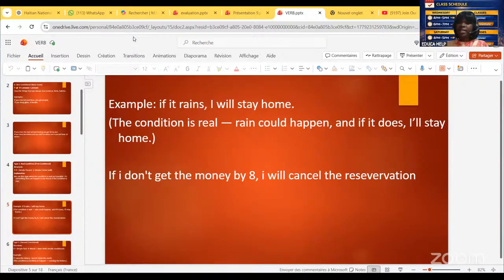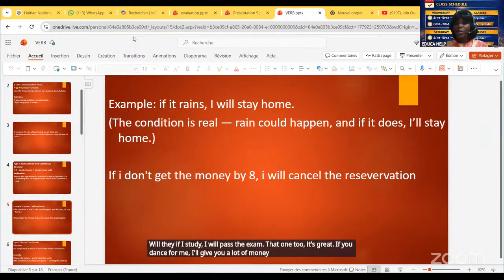If I study, I will pass the exam. That one too, it's great. If you dance for me, I'll give you a lot of money. That's so great. Why are you guys talking? Why aren't you guys talking?